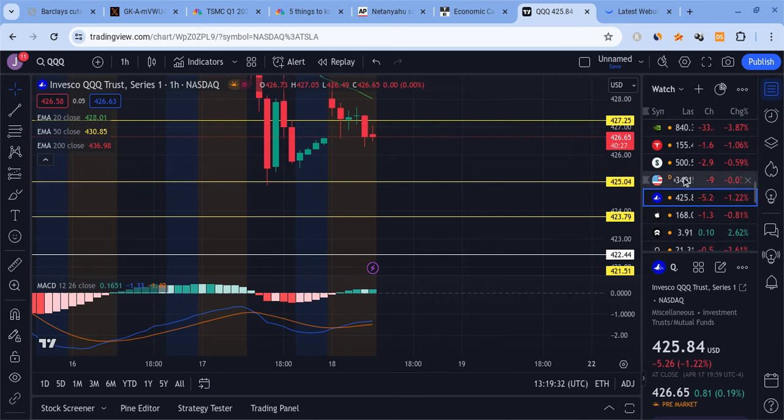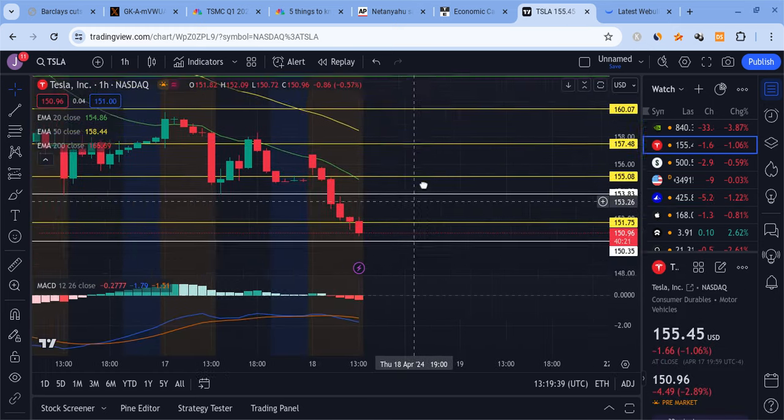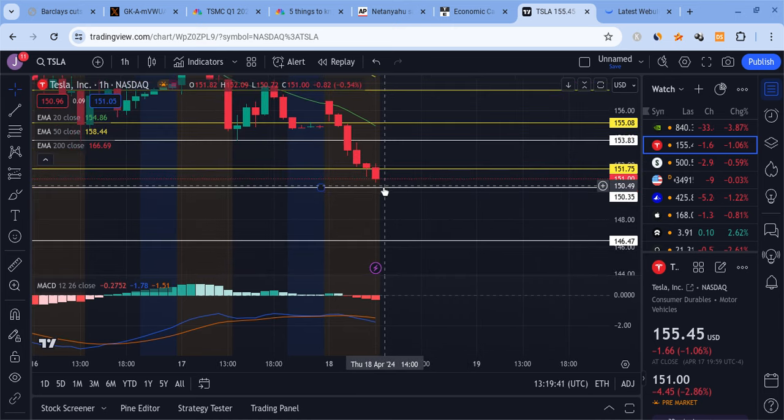That's going to be key for the stock. For Tesla, we're looking very weak. We're barely holding 150. We'll have to see if this holds. If we lose this 150 support, Tesla's going to dip to the mid 140s and then try to bounce, or it's going to try to hold 150 and then bounce off that.